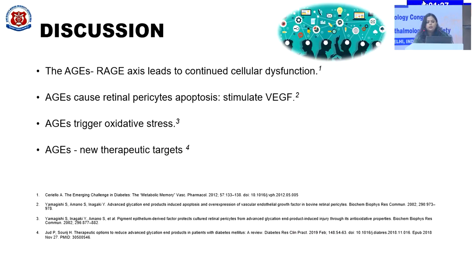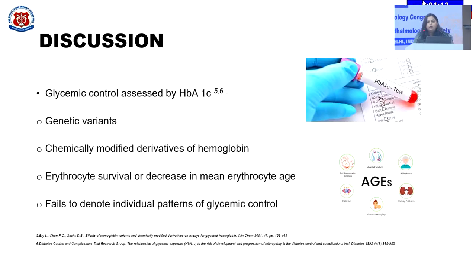So the AGE-RAGE axis leads to continued cellular dysfunction. AGEs cause retinal pericyte apoptosis and stimulate VEGF. AGEs trigger oxidative stress, and even now they are new therapeutic targets for diabetic retinopathy. Why are we going towards something different rather than HbA1c? There are genetic variants which affect the HbA1c level, and chemically modified erythrocyte survival rate affects it. So it sometimes does not show us the actual glycemic control.